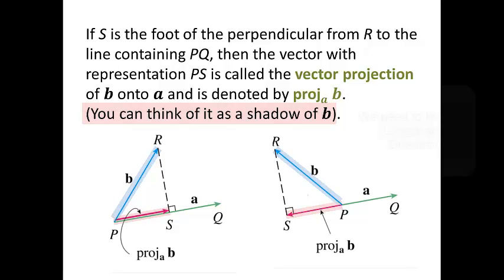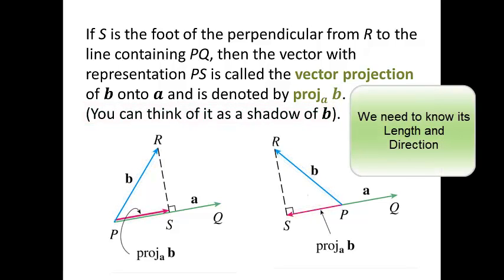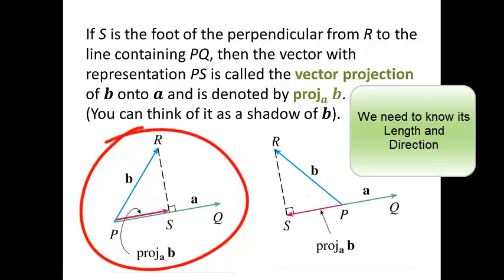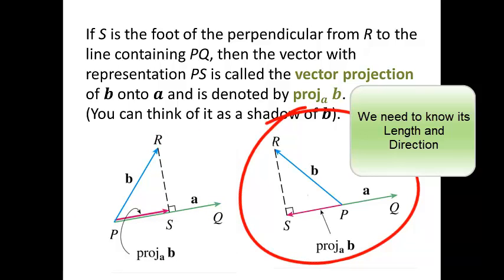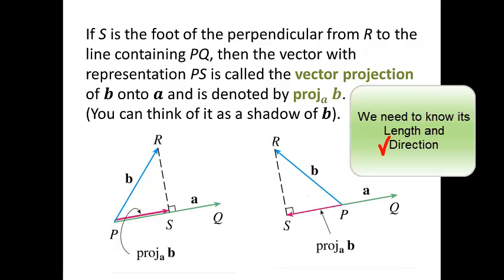Because the vector projection is a vector, to understand it, we must determine its length and direction. Note that if A and B point in roughly the same direction, then the vector projection points in the same direction as A. On the other hand, when A and B point in roughly opposite directions, then the vector projection points in the opposite direction as A. Now, since we understand the direction of this vector, we must now determine its length.